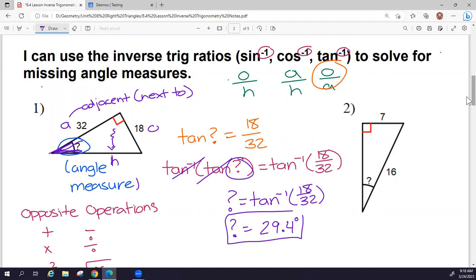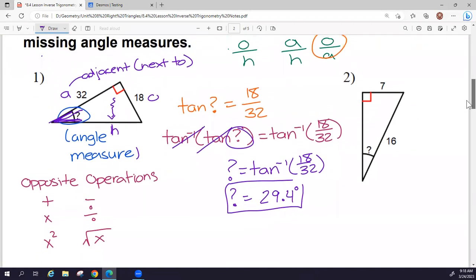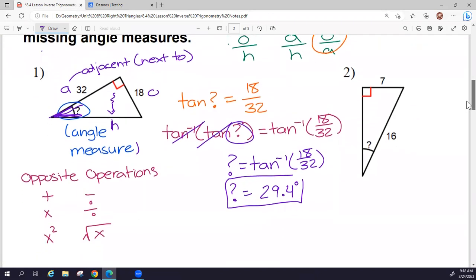So the setup is pretty similar to what we did before, but we just have to use this new idea of the inverse function to cancel out sine, cosine, or tangent and find the angle measure.